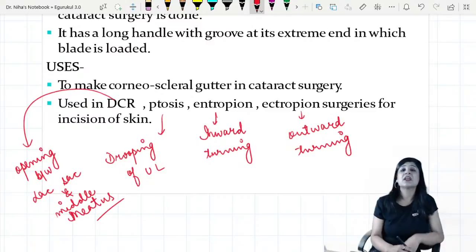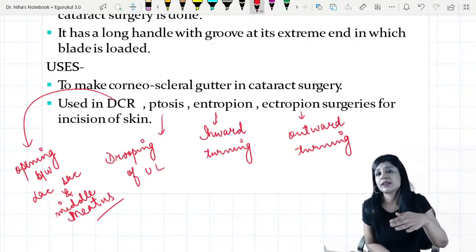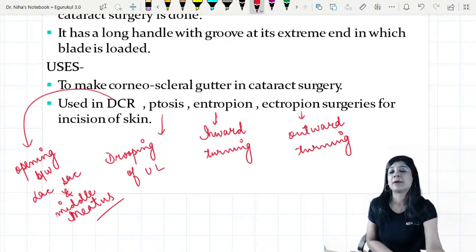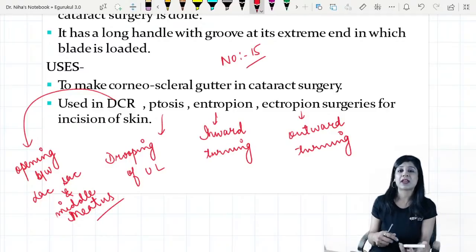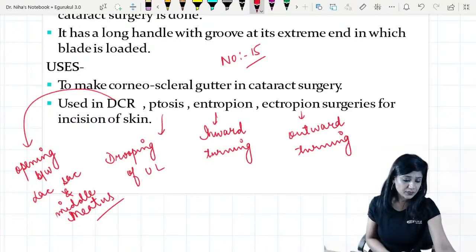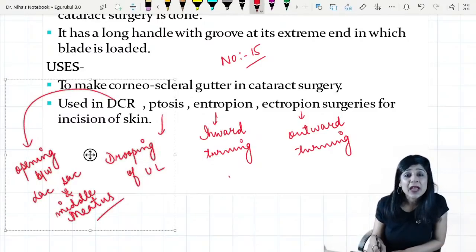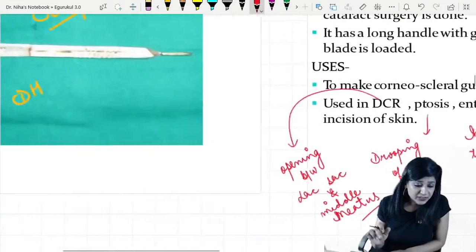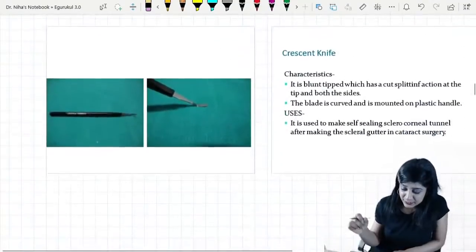So in all these, when you make the sclerocorneal gutter, the sclerocorneal tunnel also in the cataract surgeries, everywhere you require a blade. So which number blade? Number 15 blade we are using. Scalpel and 15 number blade we are using in all the surgeries. Alright, yes, Aman is correct. Very good, so it's a 15 number blade. Okay? Is it understandable? Please keep on answering also, so that you get the confidence that you are able to identify.